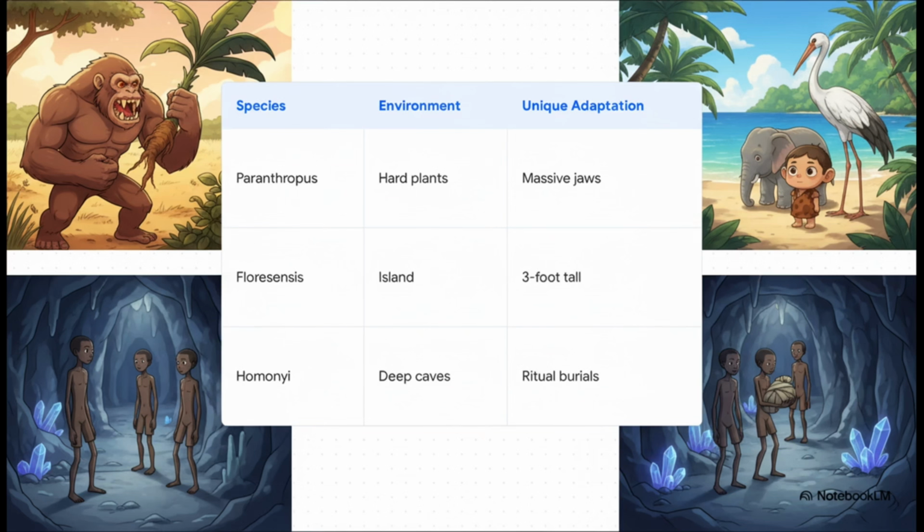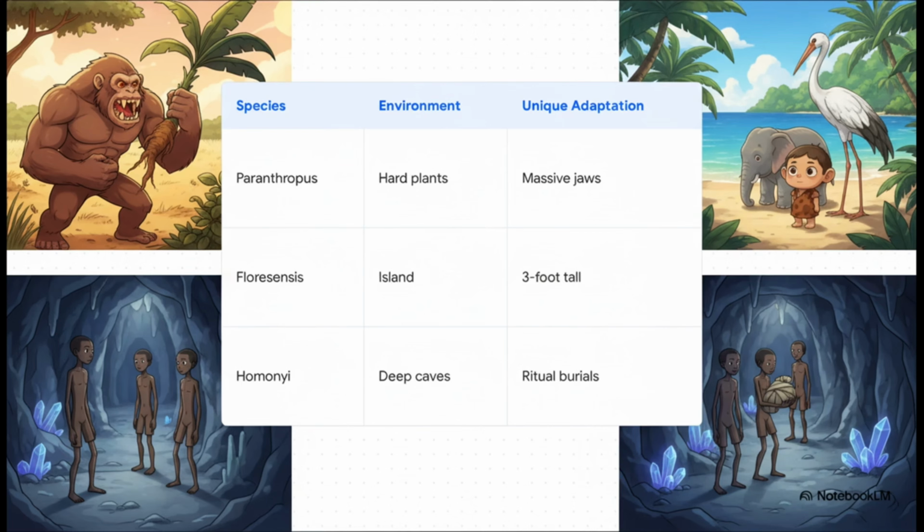Living over in Africa, they adapted to eat super hard plants and rough roots by developing massive jaws and thick, gorilla-like chewing muscles. Then you have Homo floresiensis. Because they were totally isolated on a remote Indonesian island with limited food sources, they evolved to be just 3 feet tall. Scientists affectionately nicknamed them the Hobbit. They even shared their island with giant storks and tiny little elephants, which is just wild to think about.